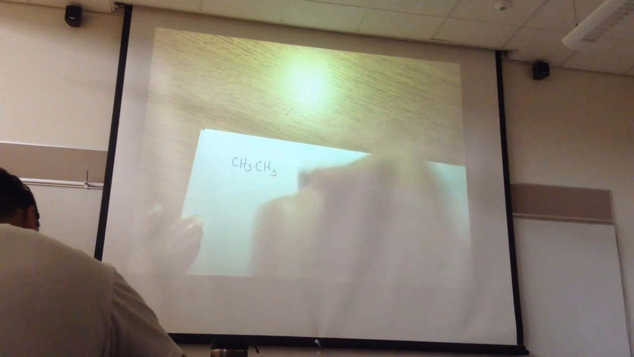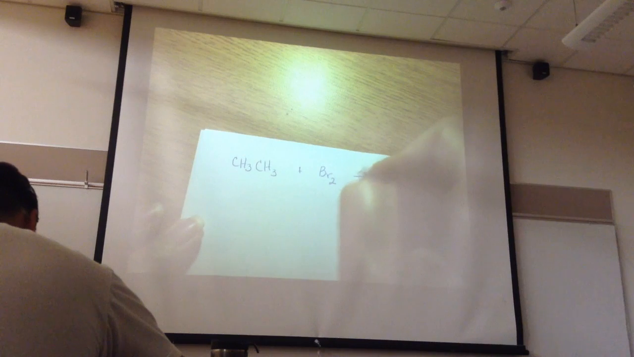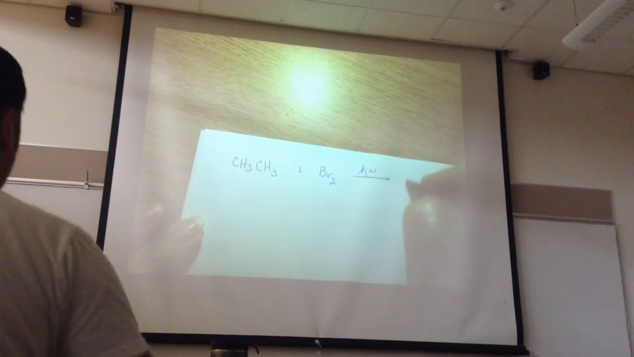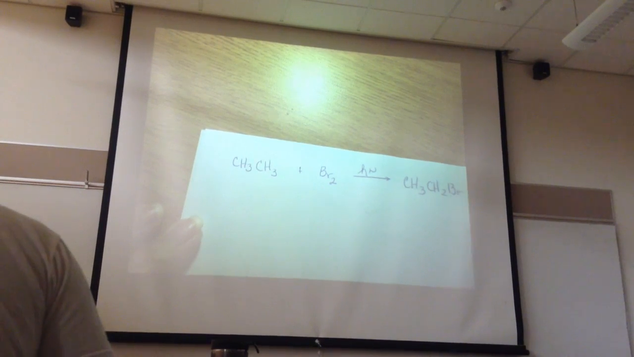When they're asking you to propose the mechanism for the free radical, it might be a good idea that you begin like this. This is ethane, so you start out like that, and you're doing the bromine. You're going to add light and heat, sometimes you really do need heat, and you have that there.